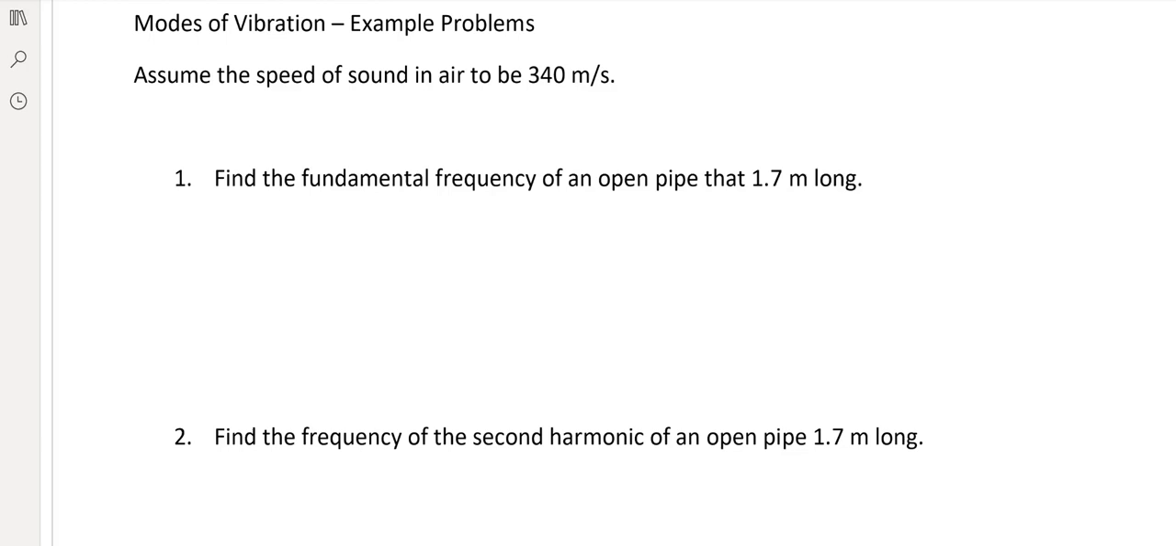Hello, today we're going to do some sample problems here for modes of vibration. We're going to assume for air the speed of sound to be 340 meters per second in this particular situation. So here we go with number one.